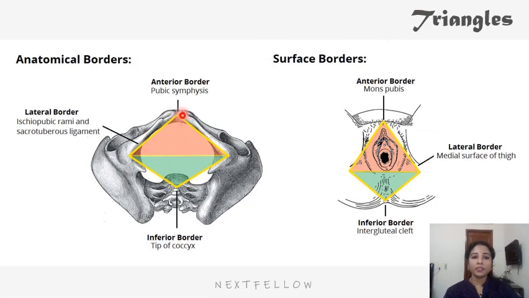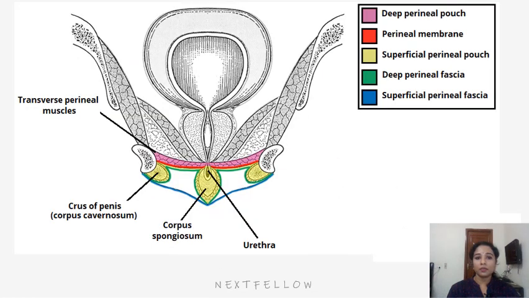So the basic idea is that the perineum is divided into two triangles, the anterior urogenital triangle and the posterior anal triangle, separated by a horizontal plane drawn through the anterior end of the ischial tuberosities. The urogenital triangle is traversed by the urethra in males and the urethra and vagina in females. The anal triangle is traversed by the anal canal in both males and females. The urogenital triangle contains the superficial and deep perineal spaces. Let us understand this in coronal section.